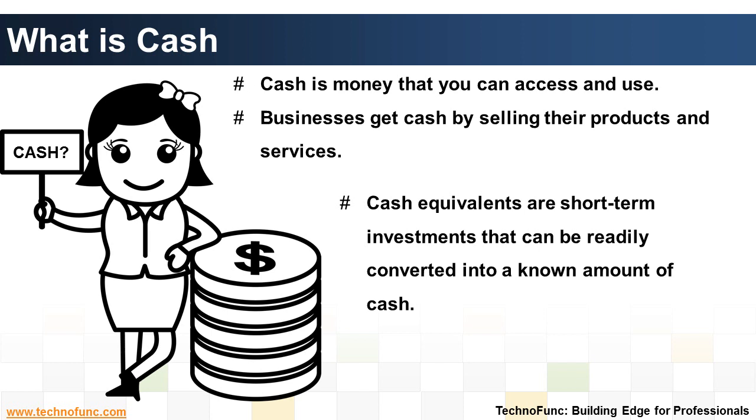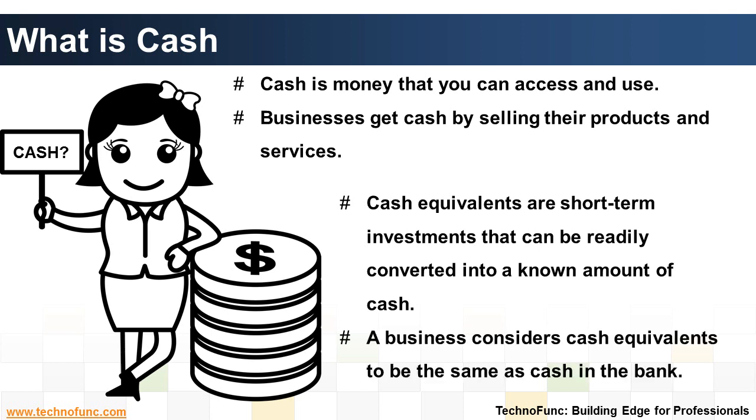Cash equivalents are short-term investments that can be readily converted into a known amount of cash. A business considers cash equivalents to be the same as cash in the bank. Some examples of cash equivalents are investments that mature in less than 3 months, money market funds, certificates of deposit or CDs, bonds with short maturity dates, and commercial paper.